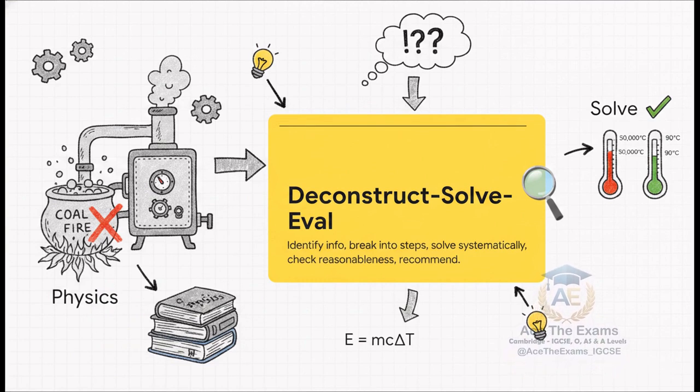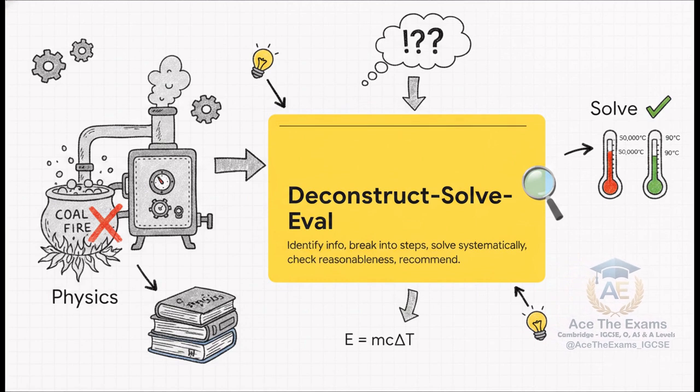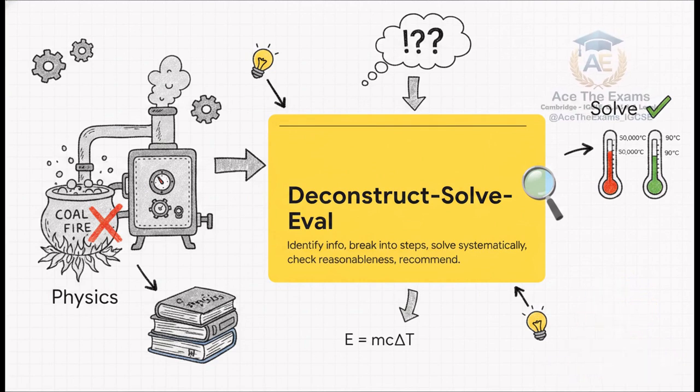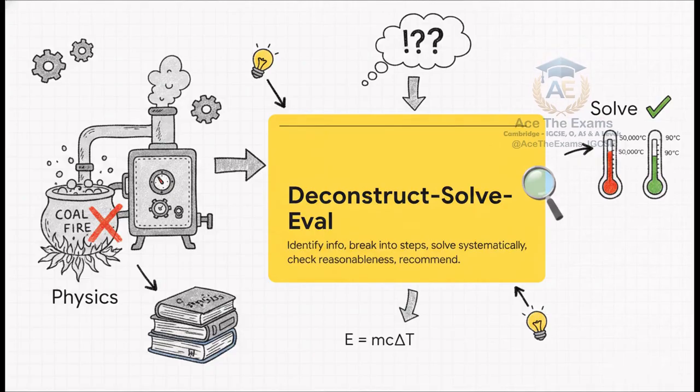Then you solve, meaning you systematically apply your formulas for any math portions, keeping your working incredibly neat. Then, critically, you evaluate. You must check your final output for reasonableness. Look, if you're doing a calculation for a coal fire heating a standard boiler system, and your math suggests the water just reached 50,000 degrees Celsius, your evaluation step should trigger massive alarm bells in your head. Water would have vaporized into steam ages ago. Checking for reasonableness prevents these silly, rushed arithmetic errors from destroying your hard-earned method marks.